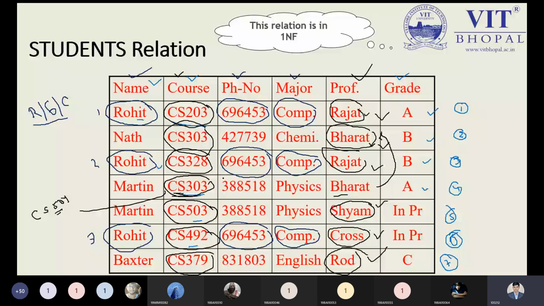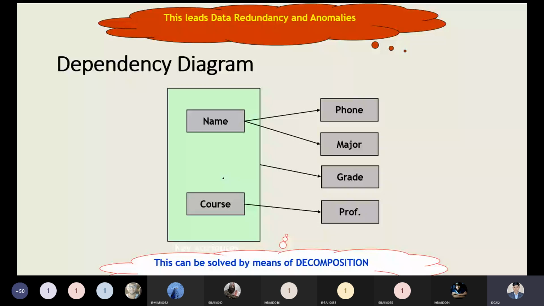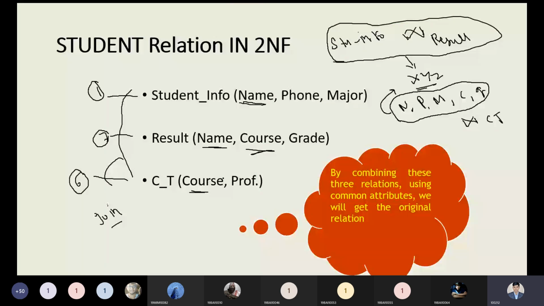So we have the lossless decomposition. And suppose we are losing some information, then we can say the decomposition was lossy. Here the point written is: by combining these three relations using common attributes, we will get the original relation. It means we have done the lossless decomposition.